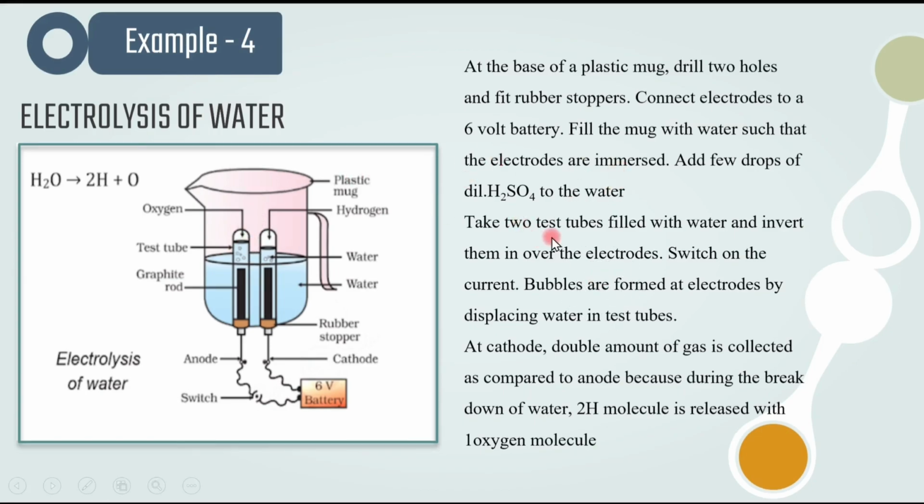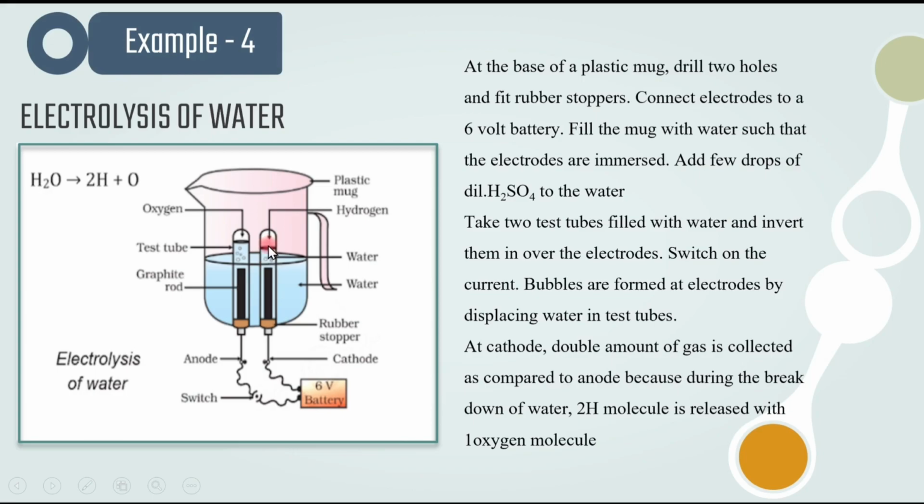Then take 2 test tubes filled with water and put those test tubes inverted over the electrodes. So the test tubes filled with water are placed inverted on the 2 electrodes, anode and cathode. We have to pass the current. Then bubbles are formed at the electrodes by displacing water in the test tubes.